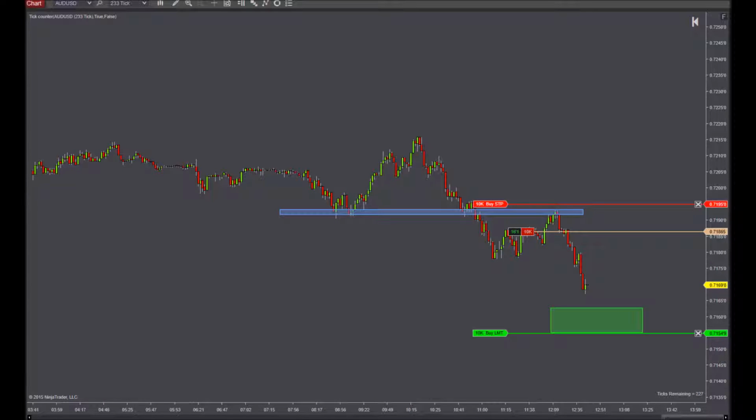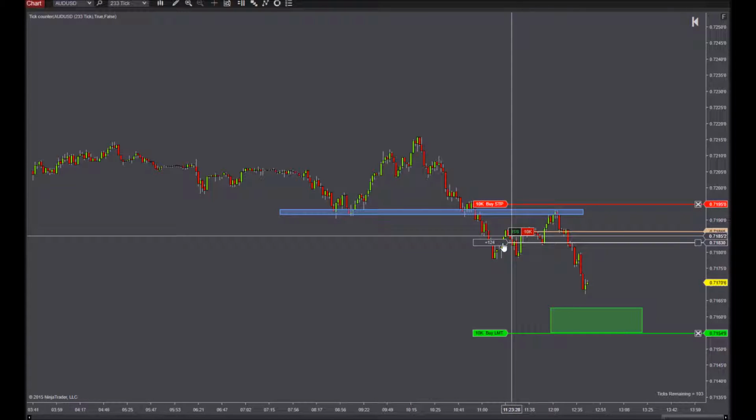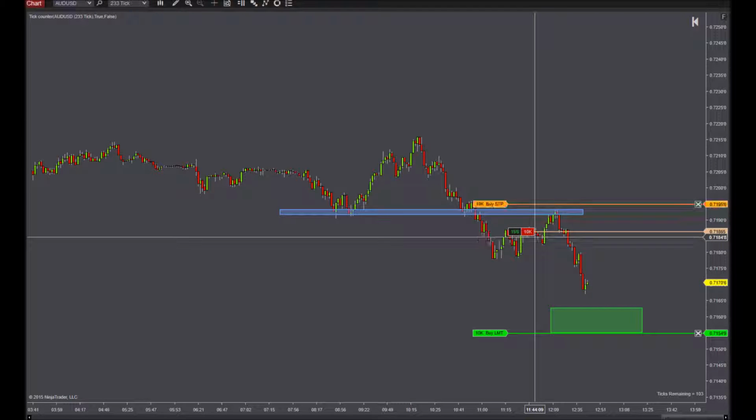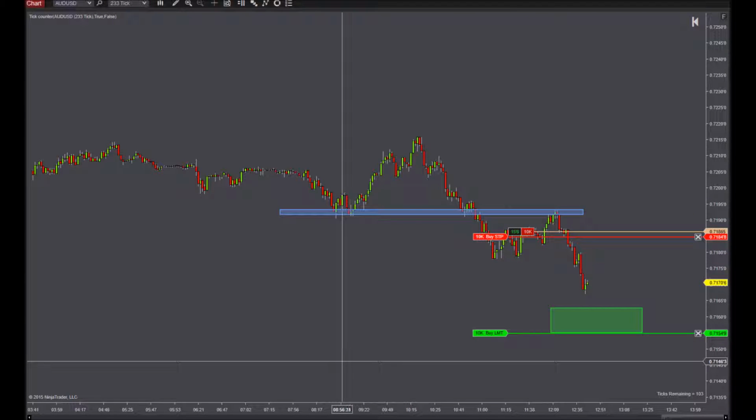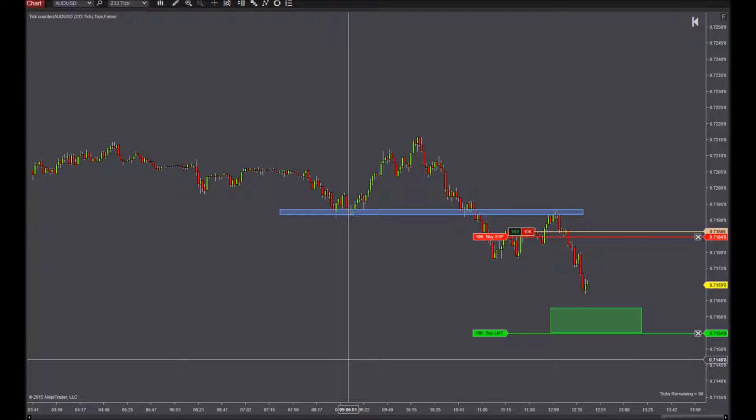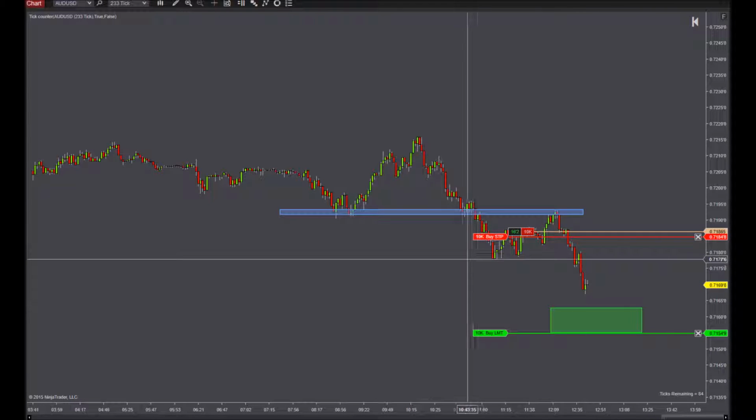All right, so you can see we got an increase in momentum, right? After we made this new structure low, price came back to retest it, right? And then continued down. So we're at a point now where I could probably go ahead and put my stop loss at break even. So I'm gonna bring that down, lock in, right? So now this is a risk-free trade. We're gonna continue to monitor it.